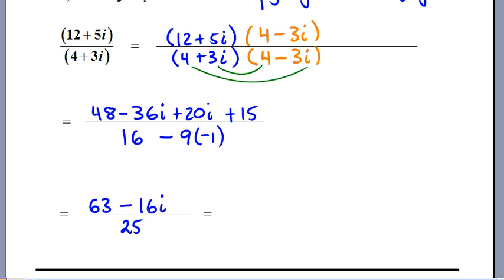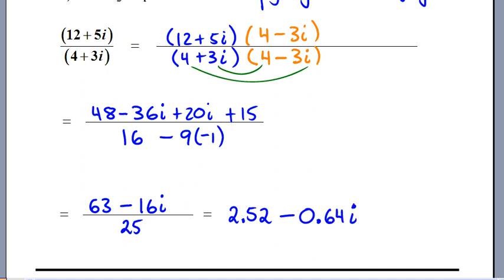And if you wanted to write that just as a simple a plus bi, just take the 63 and take the negative 16 and one at a time divide them by 25. 63 divided by 25 is 2.52. The 16 divided by 25 is a negative 0.64.